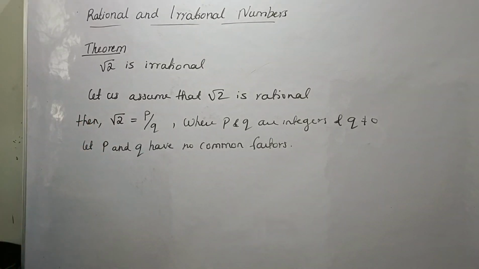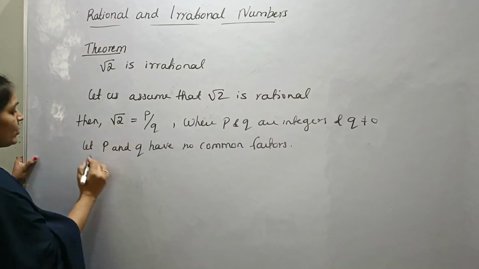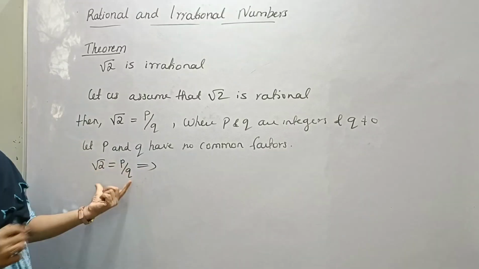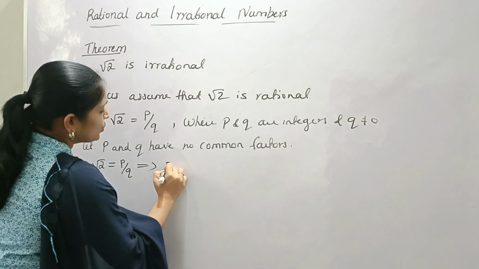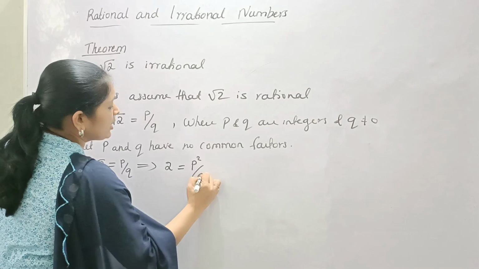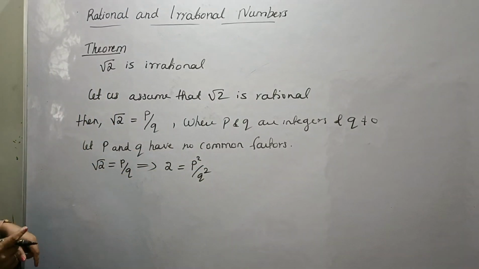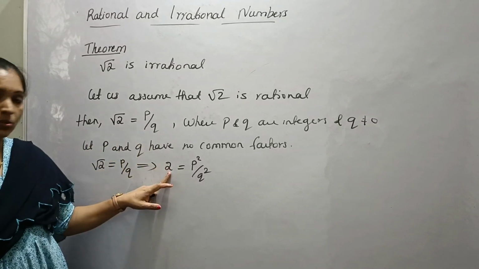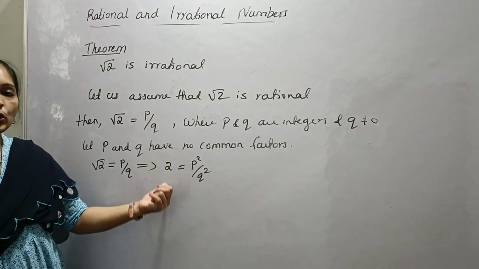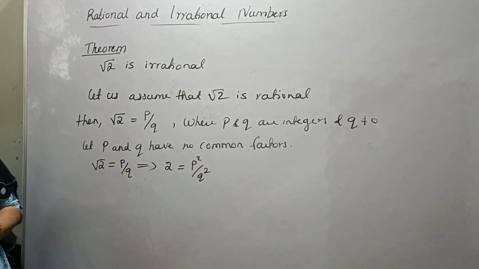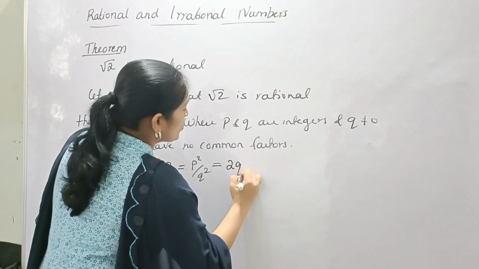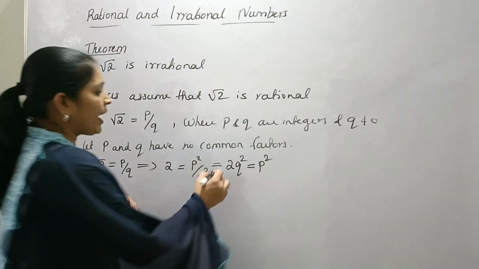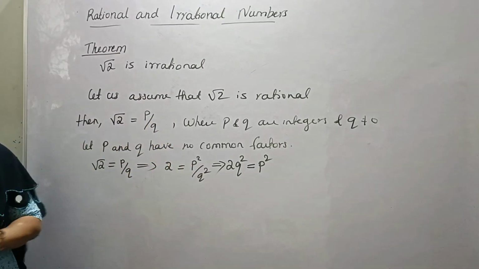Now let's take this equation: square root of 2 is equal to p by q. By squaring both sides, 2 is equal to p square divided by q square. That implies 2q square is equal to p square. So here we have got 2q square is equal to p square.